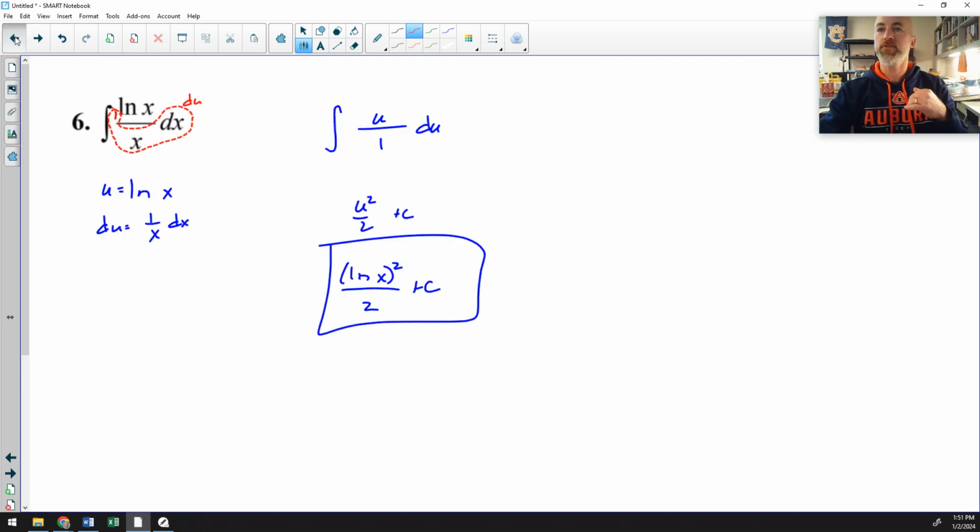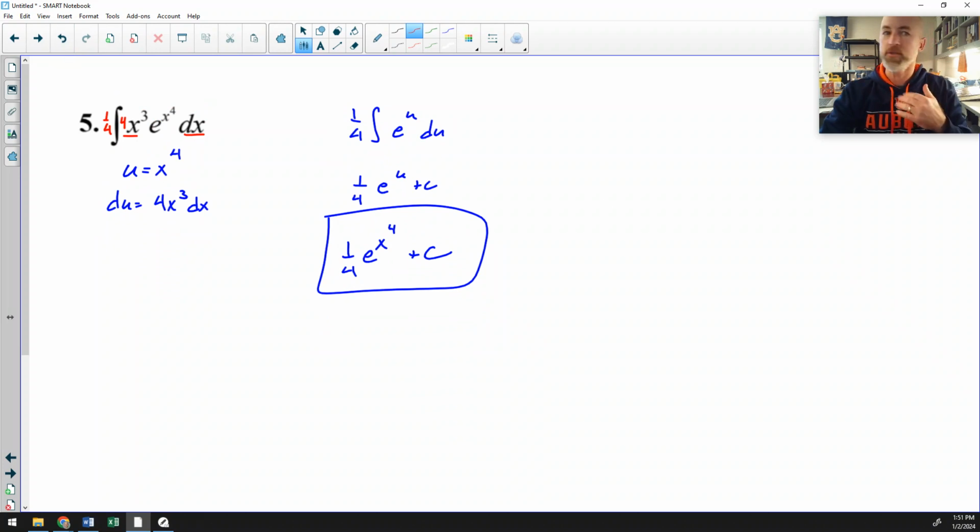And hopefully these first few examples made some sense. Dip your toes in the water of u-substitution.